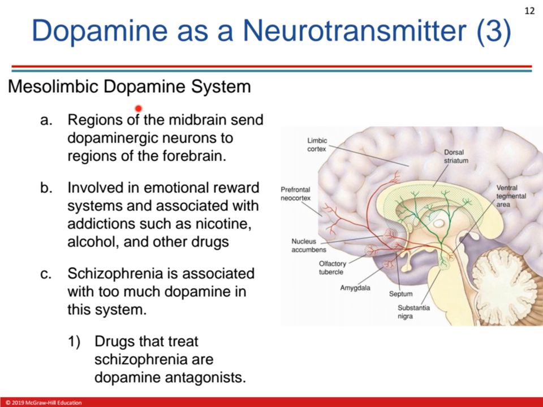The mesolimbic dopamine system starts in a region of the midbrain, such as the ventral tegmental area. It sends processes that are involved in emotional reward. And these systems are also associated with addiction, such as nicotine addiction, alcohol addiction, and other drugs.